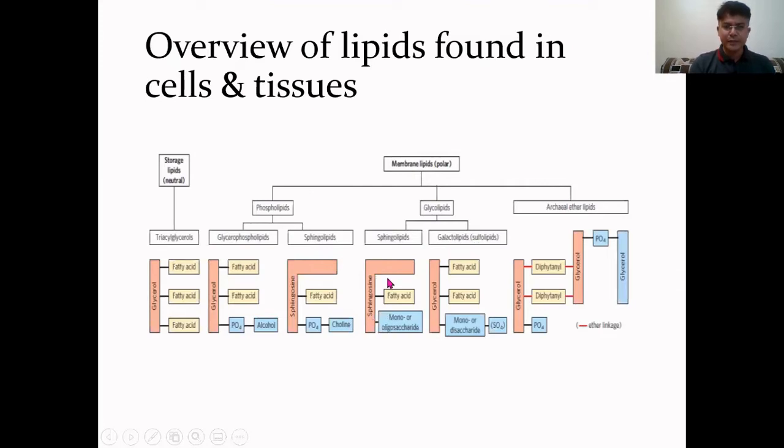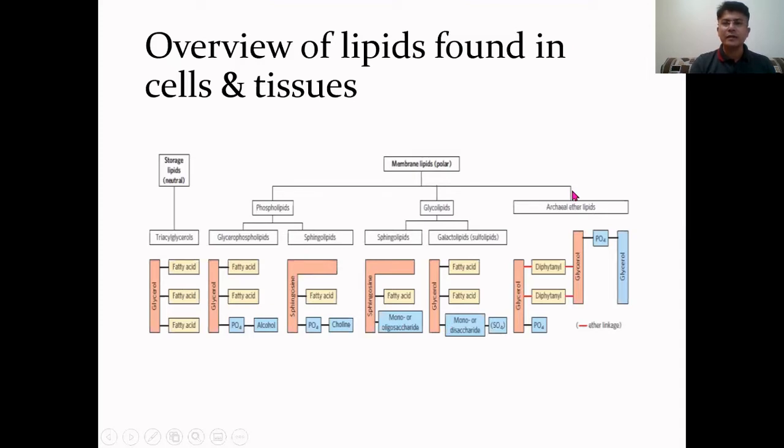So here the sphingosine is present, which is esterified with the fatty acid, and the sugar is also present. A monosaccharide or oligosaccharide may be present in the structure. In the case of galactolipids, the fatty acids are esterified with the glycerol, and a mono- or disaccharide may be present, which in turn may be connected with the sulfate. The sulfate may be present in such lipids.